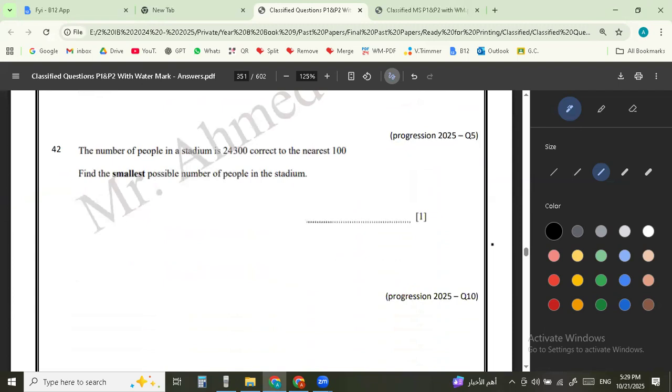The number of people in a stadium is 24,300 corrected to the nearest 100. Find the smallest possible number of people in the stadium. Well, that means they wanted the lower bound. Nearest 100, that means I minus 50 from it. So 24,250.